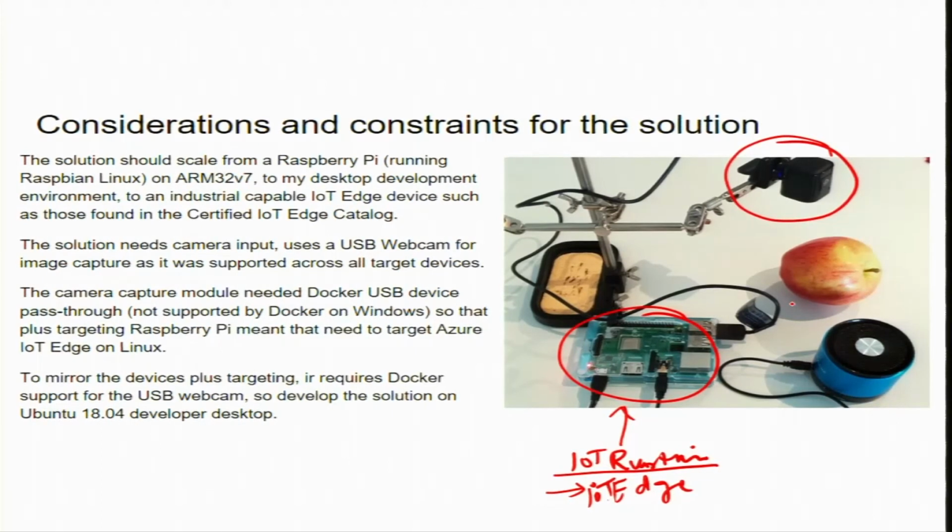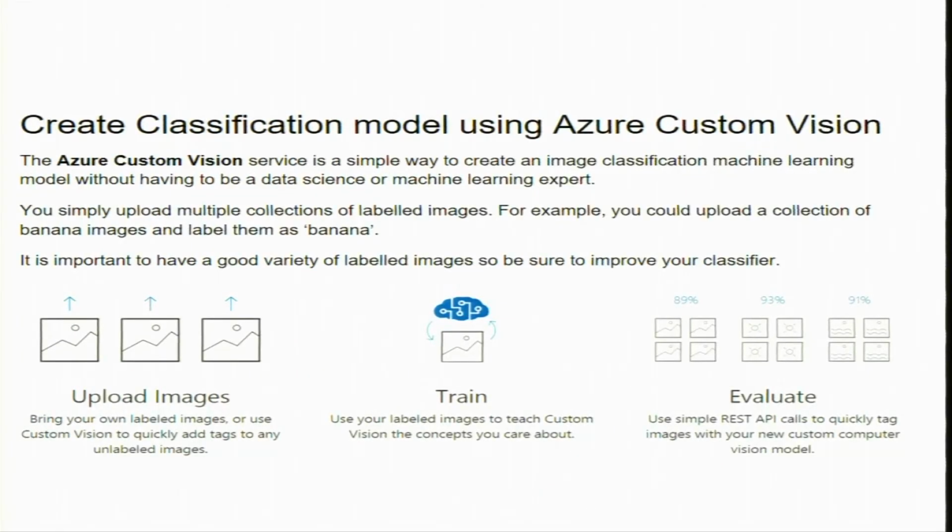So, this particular IoT edge will now be installed, using Docker, with the trained machine learning model, and this particular camera will take the picture of a fruit, and it will be able to detect and display that this is the fruit.